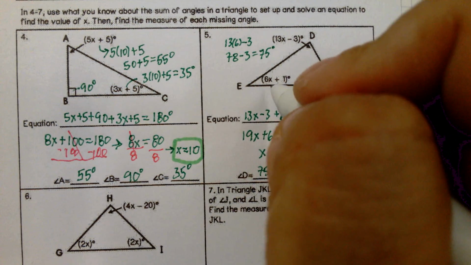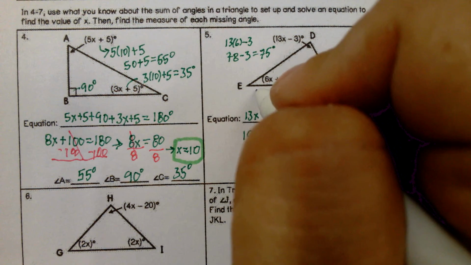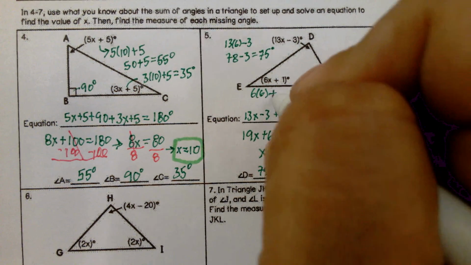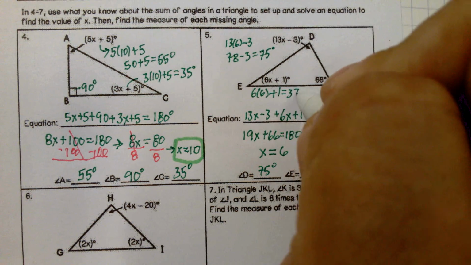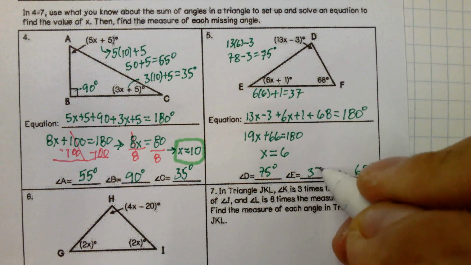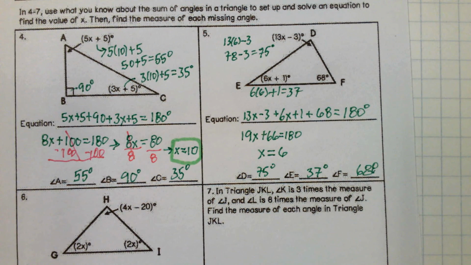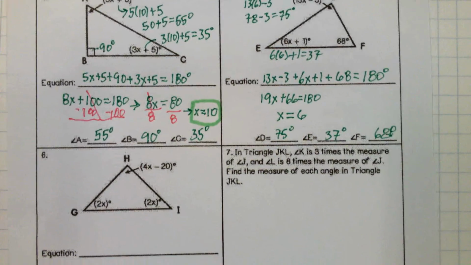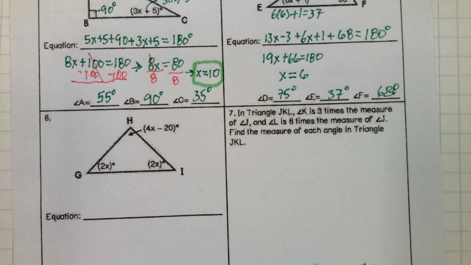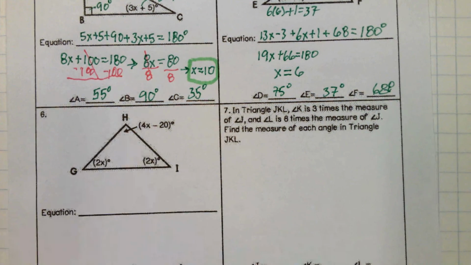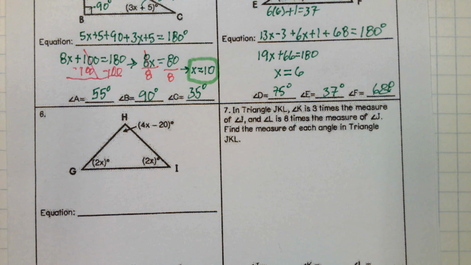And over here, we're going to have 6 times 6. That's 36 plus 1, 37. All right. Okay. Let's do the next one. So go ahead and set up the equation. Remember, all three add up to 180. Okay. I'll give you some time to set it up. Try it on your own.